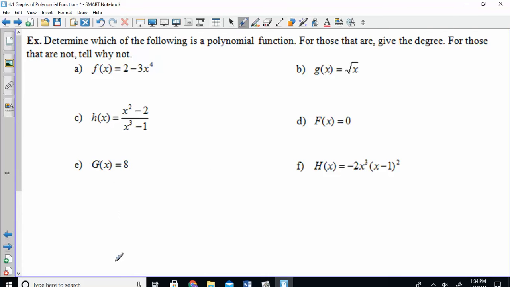Alright, so what I want to do first is look at some problems and decide if these things are polynomials. And if they are, we have to give the degree. So is A a polynomial? Yes. What is the degree? 4. The highest power is just a 4.